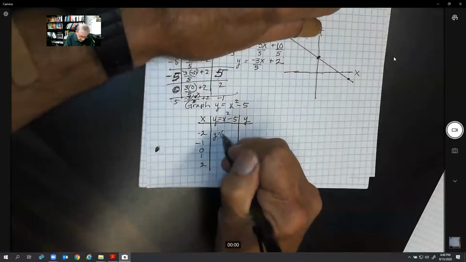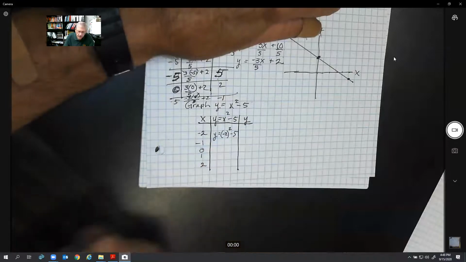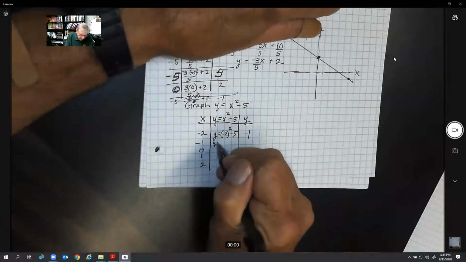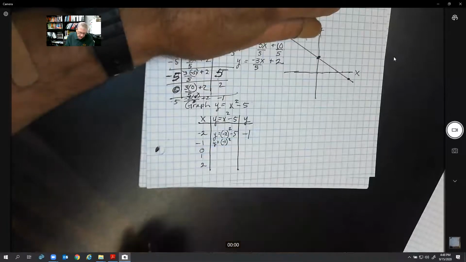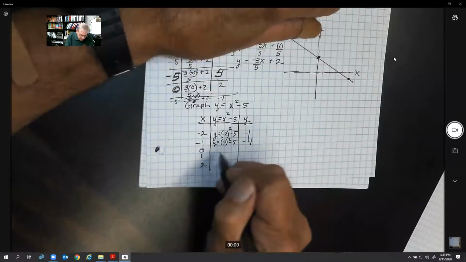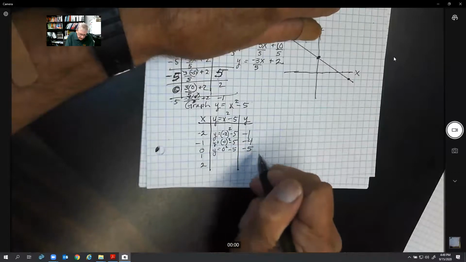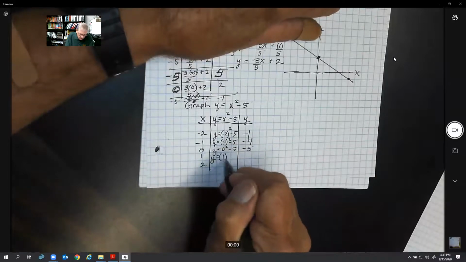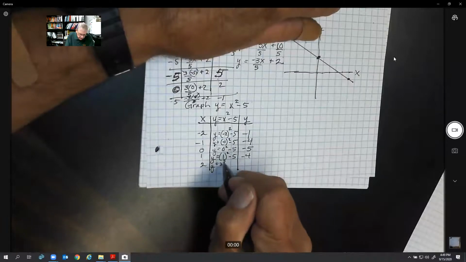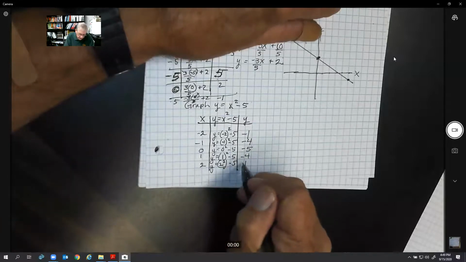So y equals -2 squared, 4, minus 5, -1. I'm calculating. y equals -1 squared, which is 1, minus 5, which is -4. y equals 0 squared, 0, minus 5, -5. y equals 1 squared, 1, minus 5, -4. y equals 2 squared, 4, minus 5, -1.